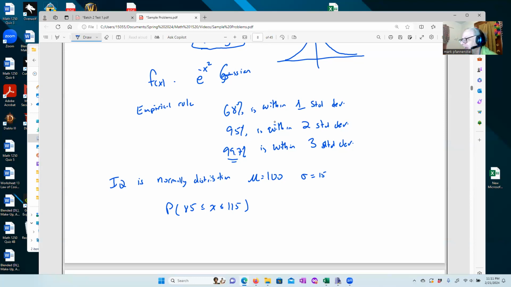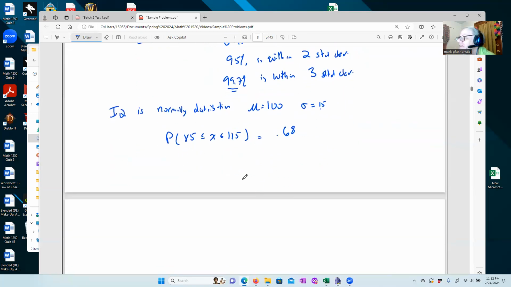I do know that 100 minus 15 is 85, and 100 plus 15 is 115. So I am expecting that my answer should be somewhere around 0.68. What we're going to do is use the calculator to do these kinds of problems. And I urge you, if they have them in the book, to figure this thing out: it's a normal distribution, use the calculator.